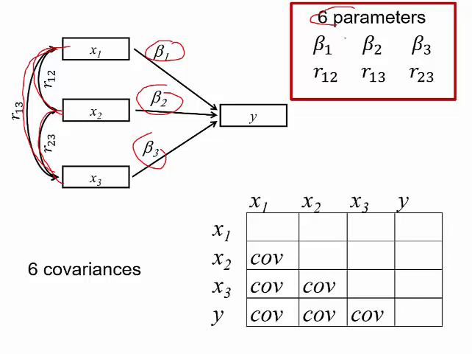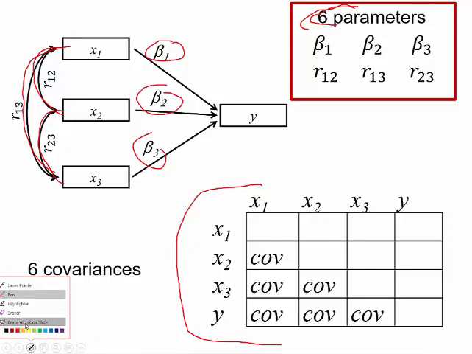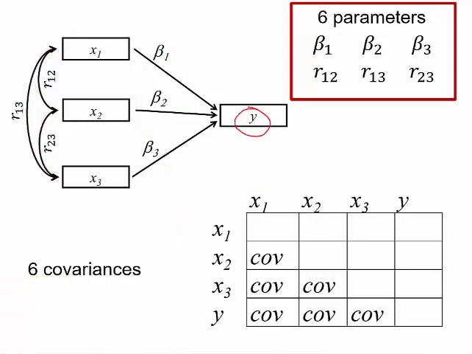And we're going to estimate these 6 parameters from a variance covariance matrix that has 6 covariances in it. Because I've got 4 variables altogether, x1, x2, x3, and then also y. So that's 4 variables altogether. And if I have a 4 by 4 (1, 2, 3, y by 1, 2, 3, y) variance covariance matrix, how many covariances are in that matrix?